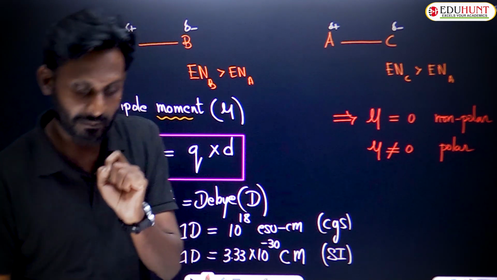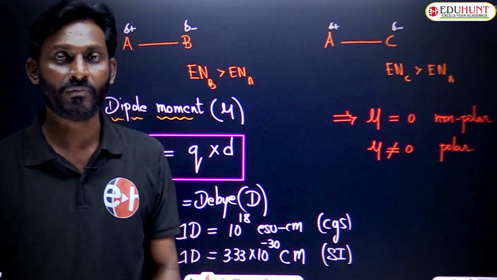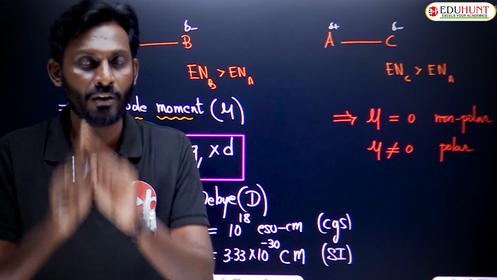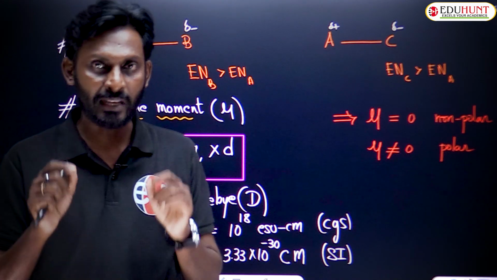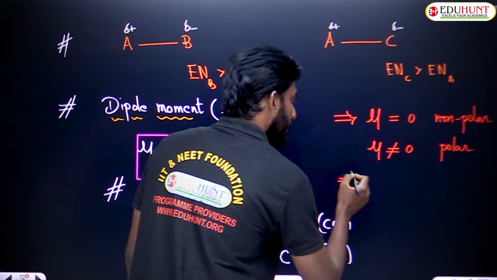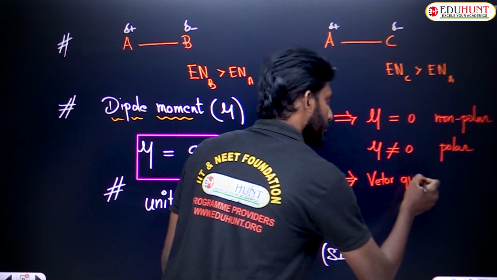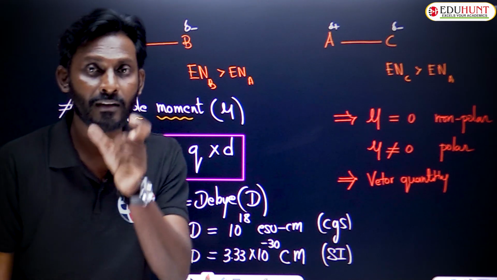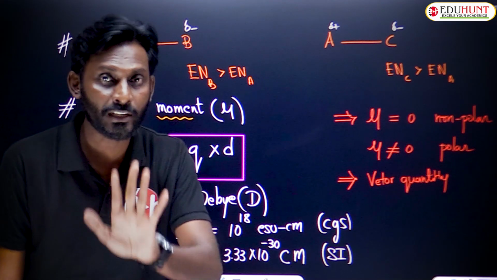Now the concept comes, if there is more than one polar bond in the molecule or ion. Please remember, dipole moment is a vector quantity. That means the dipole moment value has both a magnitude and a direction.